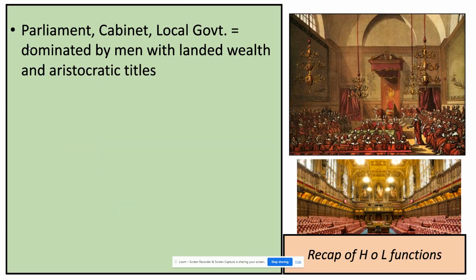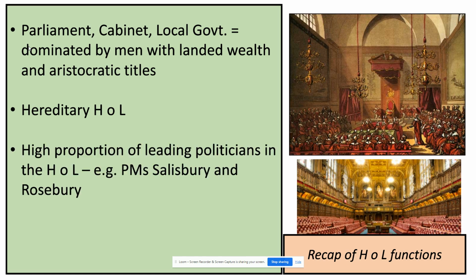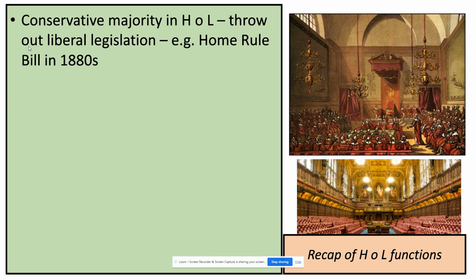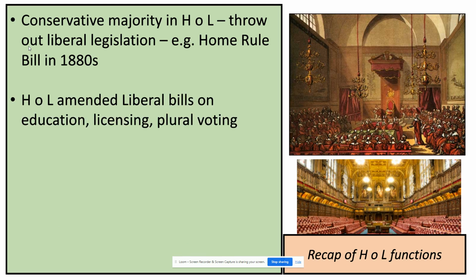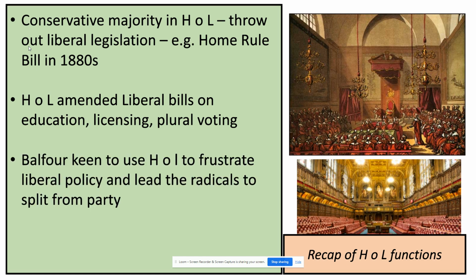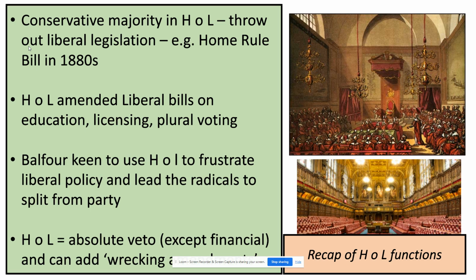So, as we remember, the House of Lords is basically dominated by the Conservative Party. It's a lot of men with landed wealth and aristocratic titles. It's mostly a hereditary House of Lords at this point, and this is a real problem for the Liberals because the House of Lords keeps throwing out Liberal legislation. So there's a couple of things on education, licensing and plural voting that the House of Lords either throws out or gives wrecking amendments to. So say, for example, saying, oh yes, okay, you can have pensions, but everybody has to pay the same base rate of income tax at 67% of their income.